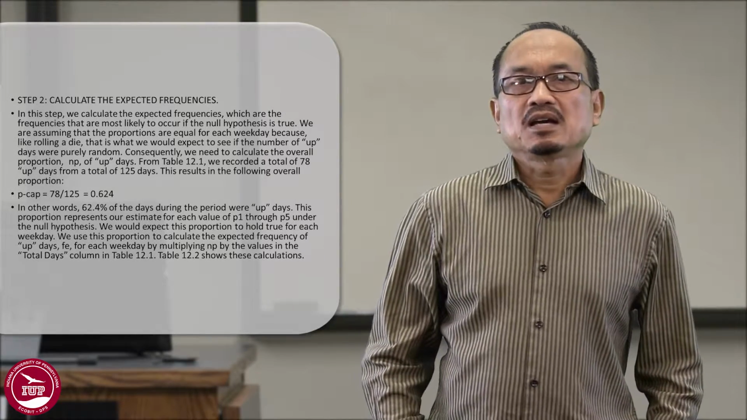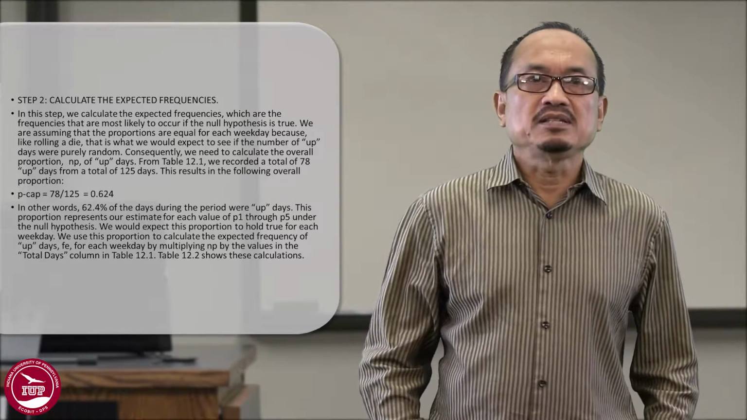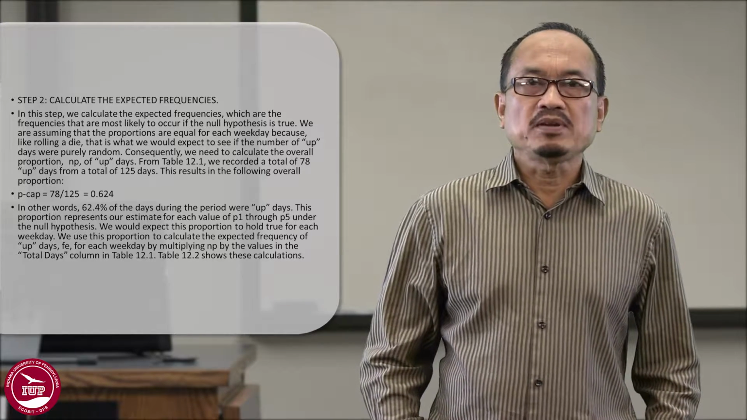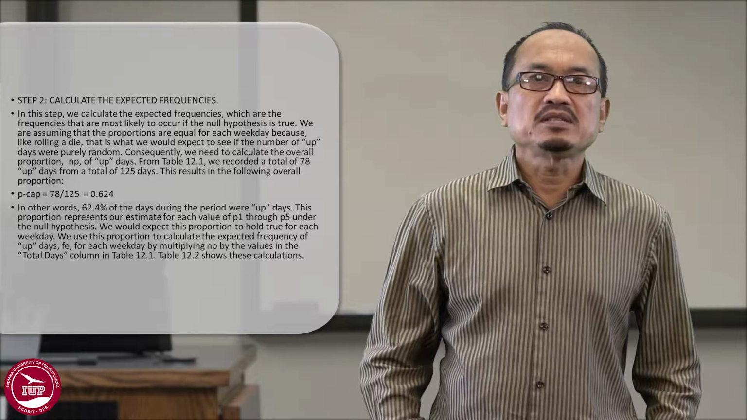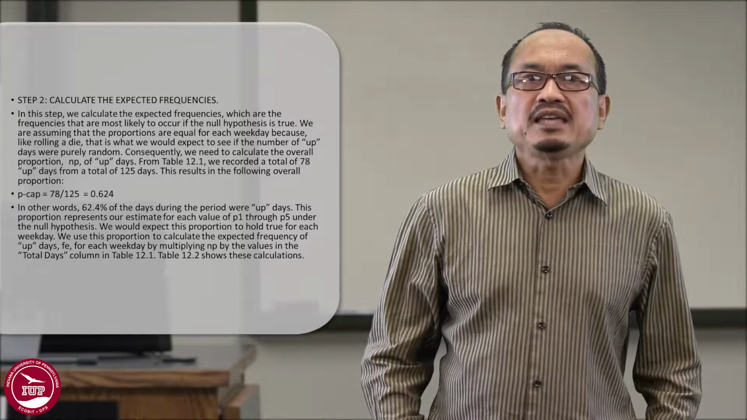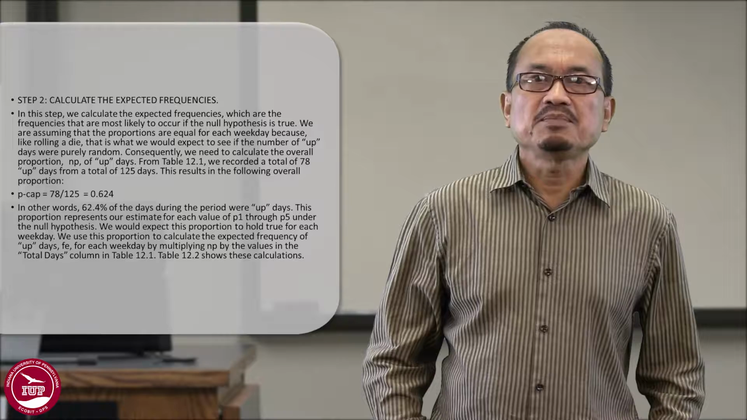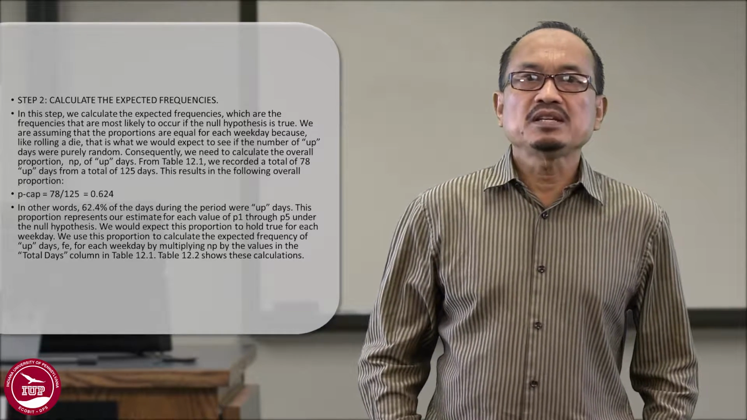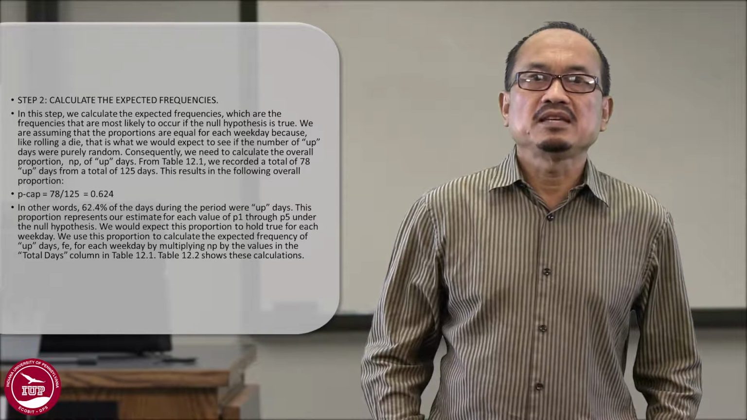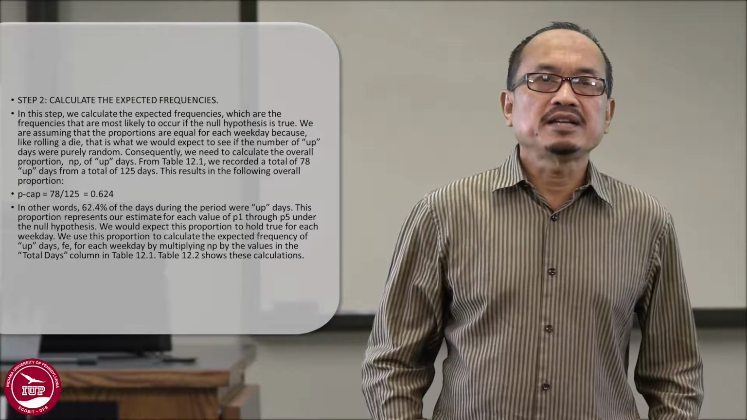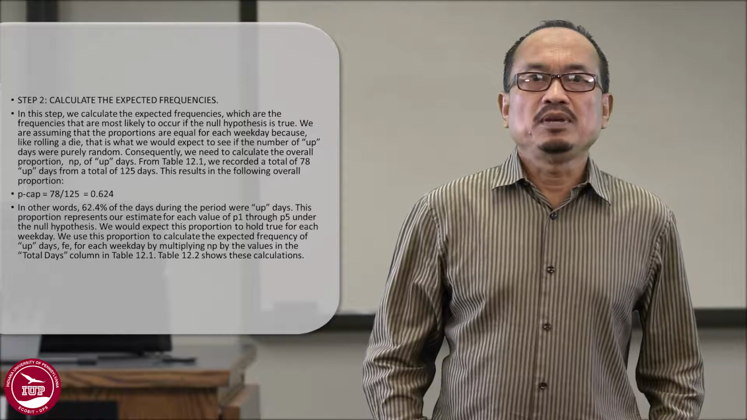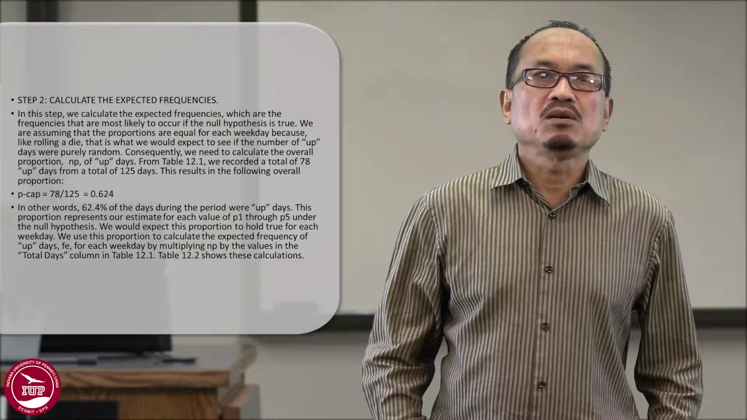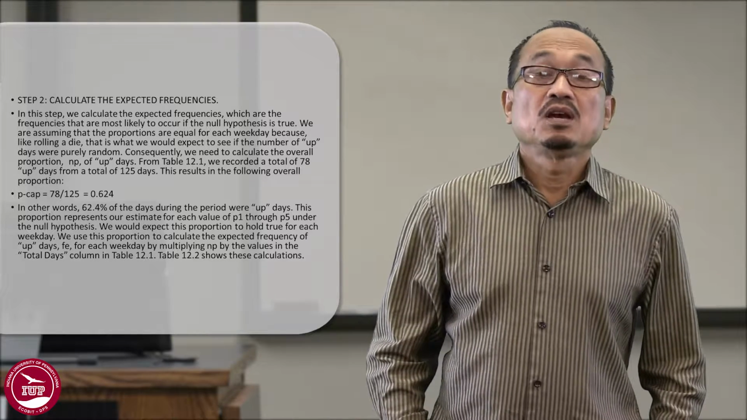Step 2. Calculate the expected frequencies. In this step, we calculate the expected frequencies, which are the frequencies that are most likely to occur if the null hypothesis is true. We are assuming that the proportions are equal for each weekday because, like rolling a die, that is what we would expect to see if the number of up days were purely random.